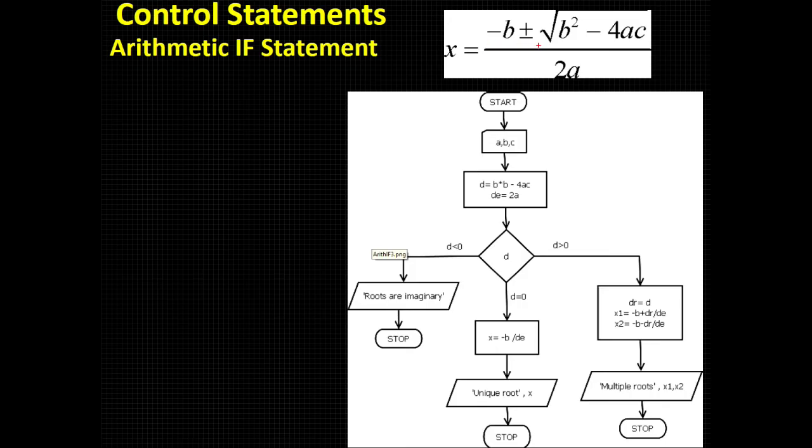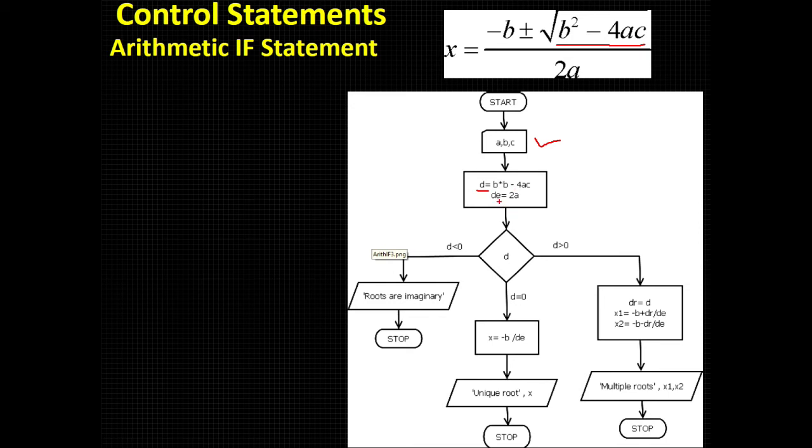Okay, so now we have this equation: minus b plus minus under root b square minus 4ac upon 2a. And remember this b square minus 4ac, this is very important, right? So we will need three values. So read three values a, b, c. Then we will calculate this b square minus 4ac and save it in d.